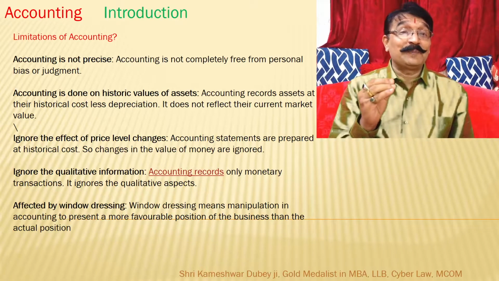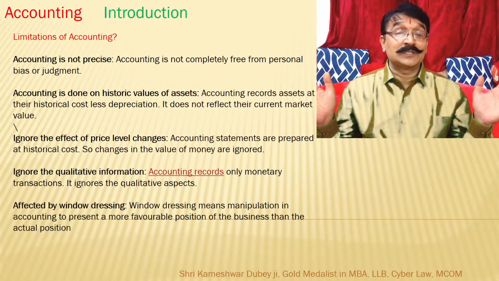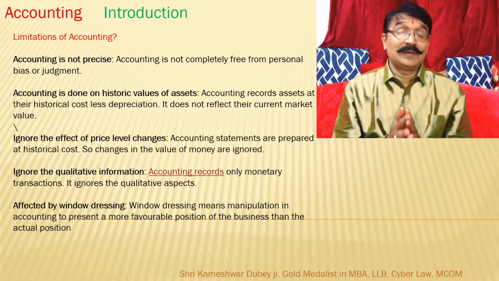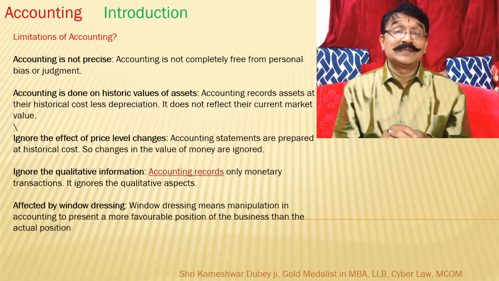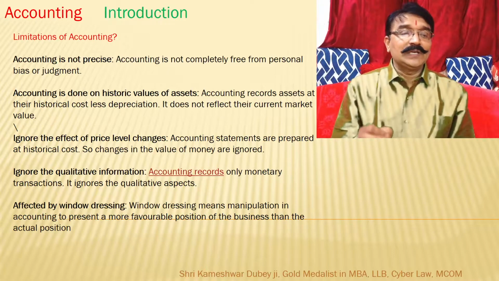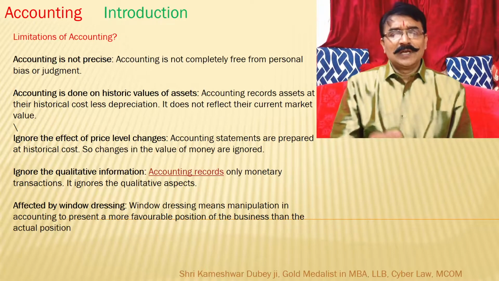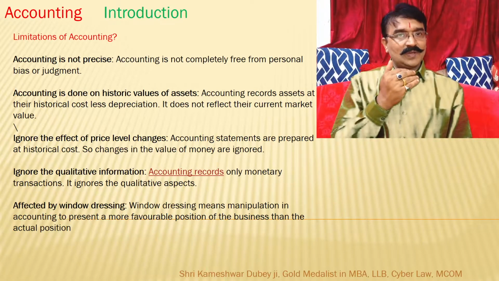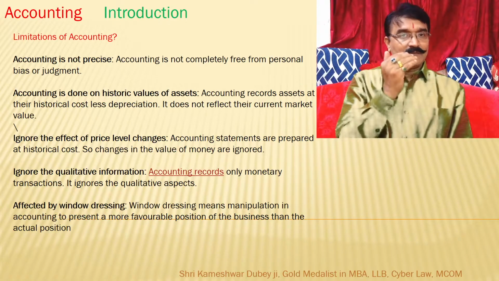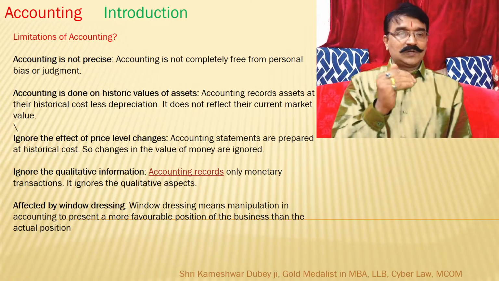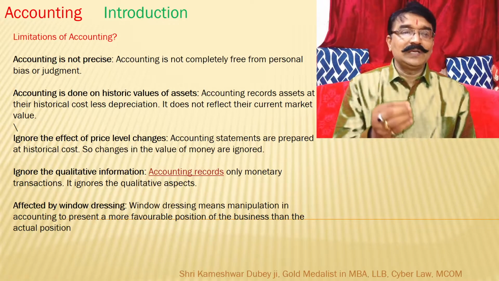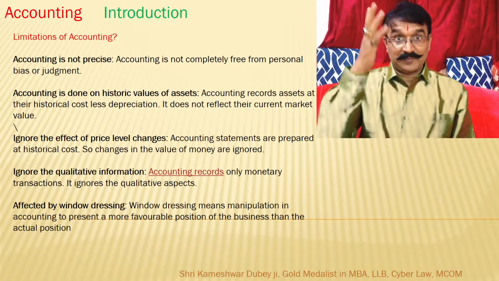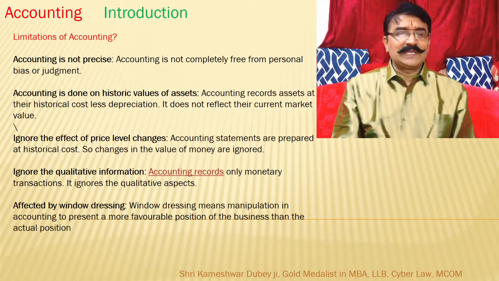Like, accounting is not precise. It's a very long, lengthy process. So once it is a lengthy process and man is involved, personal bias cannot be ruled out. Then accounting is done on historic values of the assets. Whatever accounting is done, it is based upon the transaction. The transaction is already done. Whatever events are already done, whatever transactions are done, that is recorded. So that is why it is called accounting on historic values, and today the requirement is present value. Also, it ignores the effect of price level changes.